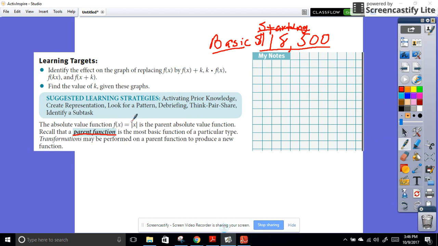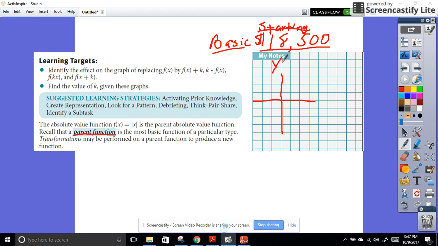Okay? Well, when they're talking about a parent function like they are right here, the parent function is your most basic stripped-down model. There are several parent functions that you should have learned. This is just a review. So one of the parent functions that you learned in Algebra 1 was the parent function y equals x.